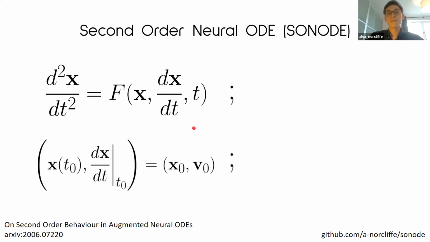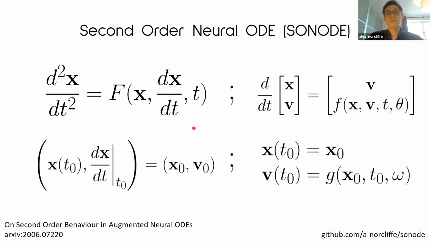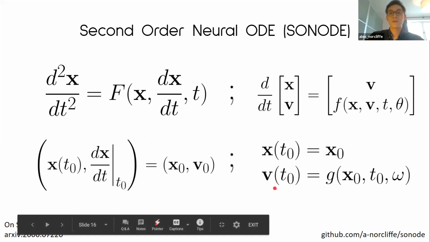In terms of actually implementing this, we use some coupled ODEs, which is fairly straightforward. So we have dx/dt is v, and dv/dt is f. And so that means the acceleration of x is f. And then the initial position is given to us, and the initial velocity is represented by another function of the initial position and initial time.